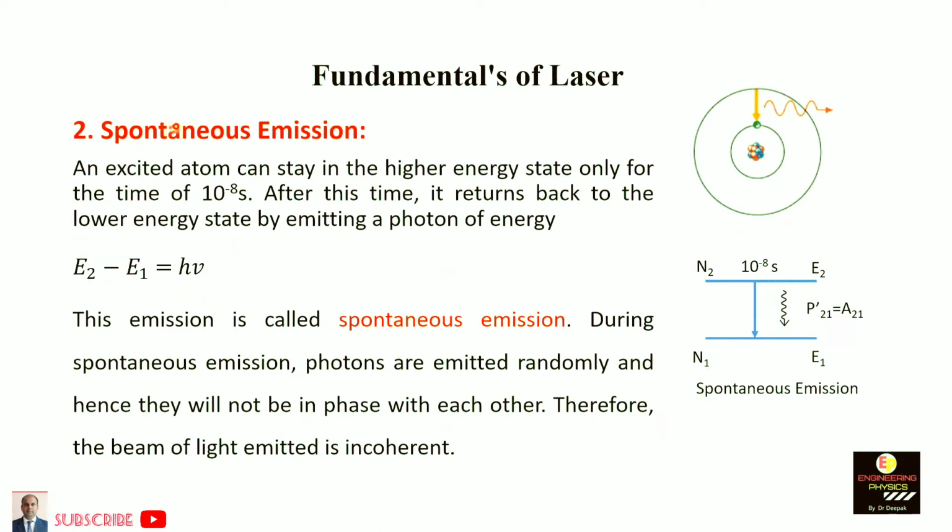Then second is spontaneous emission. In the excited state, there is a very small time period. Electrons stay here for 10 to the power minus 8 seconds, and after releasing the energy, they come to the ground state. That emission is known as spontaneous emission. We can represent this spontaneous emission with the equation P21 is equal to A21. We do not require any external source of energy to bring the electron to the ground state.